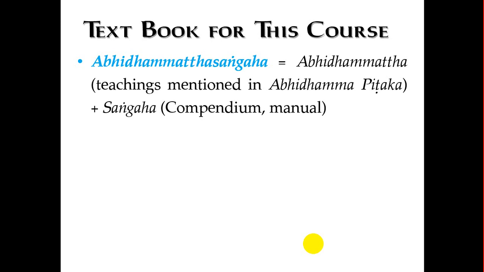So we are not studying 7 Abhidhamma texts. We will use Abhidhammatthasaṅgaha as our textbook. Abhidhammatthasaṅgaha means the teachings mentioned in 7 Abhidhamma texts, and Saṅgaha means summary, companion or manual. This text tries to summarize all the teachings mentioned in the 7 Abhidhamma texts, not only the 4 ultimate realities but also paññatti. Paññatti means concept.